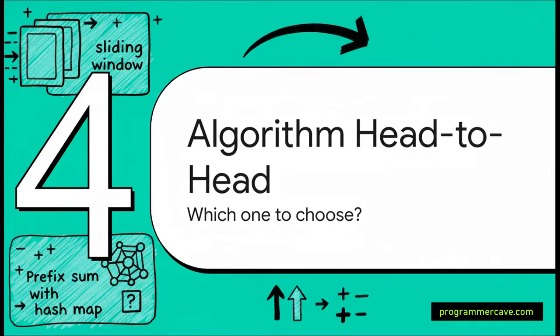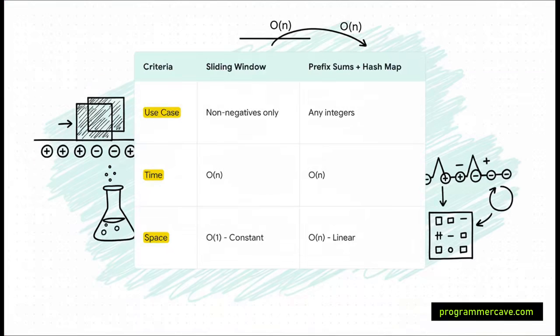Okay, so we've seen two really cool techniques. One is a lightweight speedster for a specific race, and the other is an all-terrain vehicle that can handle anything. So how do you decide which one to use? Let's put them side by side. This table lays out the trade-off perfectly. Look at the time complexity. They're both O(n), so they're both fast. The real difference is in the use case and the space complexity.